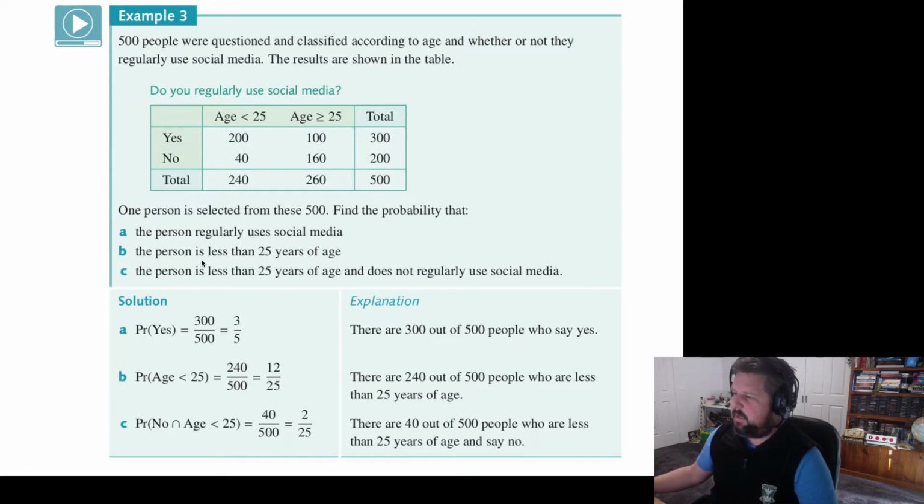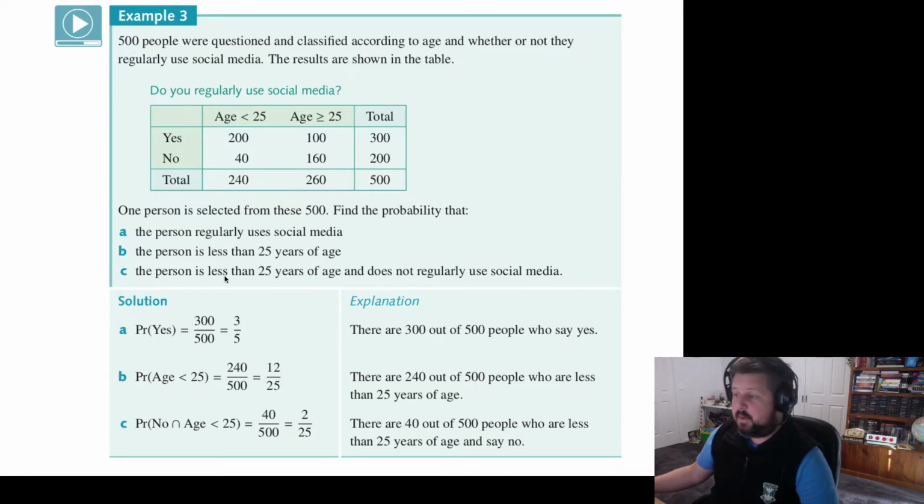Next one, it says here the person is less than 25 years of age. So again, we're looking here at this particular column. Age was less than 25. The total of those is here. There was 240 out of the 500, which does simplify down to 24 out of 50 or 12 out of 25.